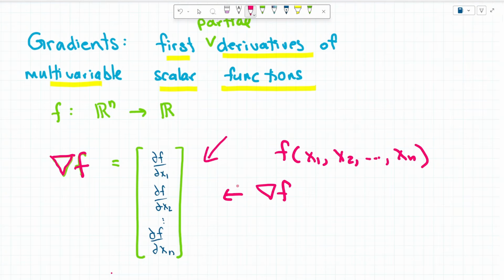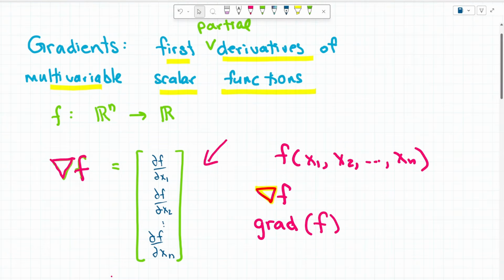Gradients can also be represented using the notation grad. So sometimes it's grad f, but most commonly you'll see this upside down triangle notation. So that is the gradient. Again, a collection of first order partial derivatives of a multivariable scalar function.